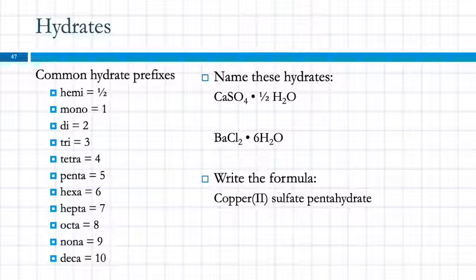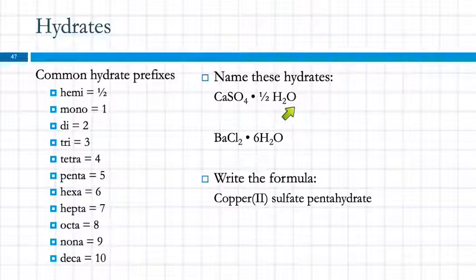So here are the common hydrate prefixes, and these are the same prefixes that we're going to use for molecular compounds, so they're good things to learn. A lot of these are also used in geometry. So if you think of a pentagon has 5 sides, a hexagon has 6 sides, right? Octagon, you're familiar with some of these. One of the kind of weird ones here is hemi. Hemi means half. So the hemisphere, the Earth has 2 hemispheres, right? There are 2 half spheres. Mono is 1, etc. So these are good to know. So let's practice naming these things.